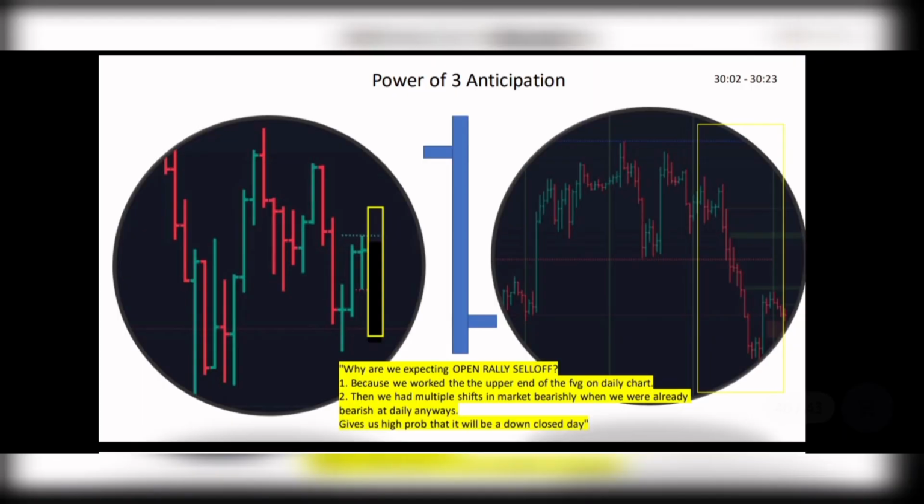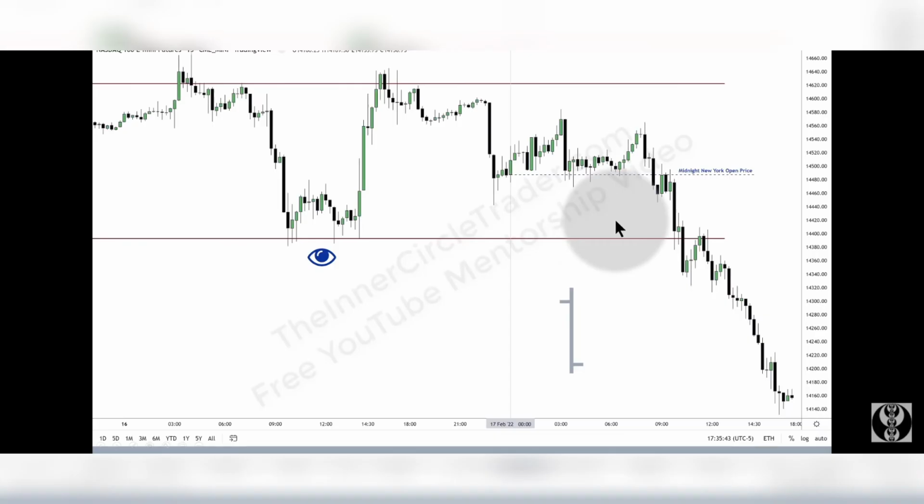From 30.02 to 30.23, we have a power of 3 anticipation. The reason why we are expecting a sell-off is because we just took out the buy side liquidity, and we worked the upper end of the fair value gap, meaning we rebalanced the entire range at the daily chart. And we had, number 2, multiple shifts in market bearishly when we already had a bearish bias anyway. The idea is we're expecting this power 3 formation where it's open, rally, create the high of the day, sell off, and close near the low. That's what we're looking for.